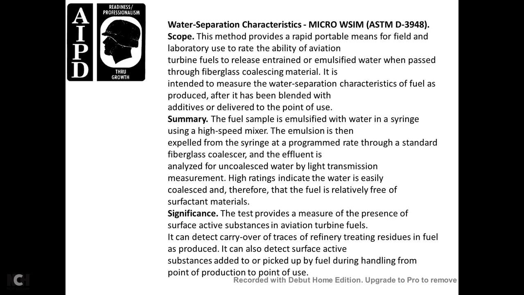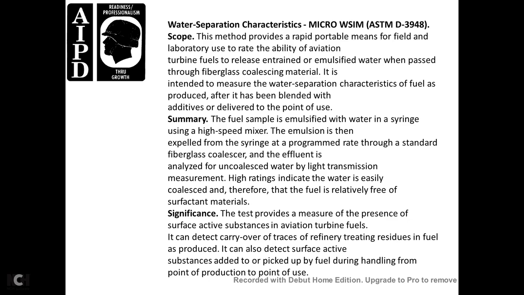The method is intended to measure the water separation characteristics of fuel produced after it has been blended with additives and delivered to this point. The fuel sample is emulsified with water in a syringe using a high-speed mixer. The emulsion is expelled from the syringe and programmed through the standard fiberglass column. The effluent is analyzed for uncoalesced water by light transmission measurement. High ratings indicate the water is easily coalesced, and therefore the fuel is relatively free of significant contaminating material.